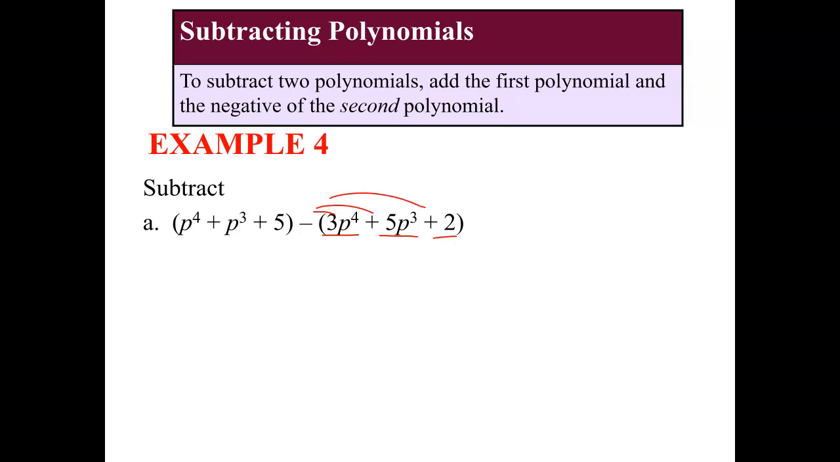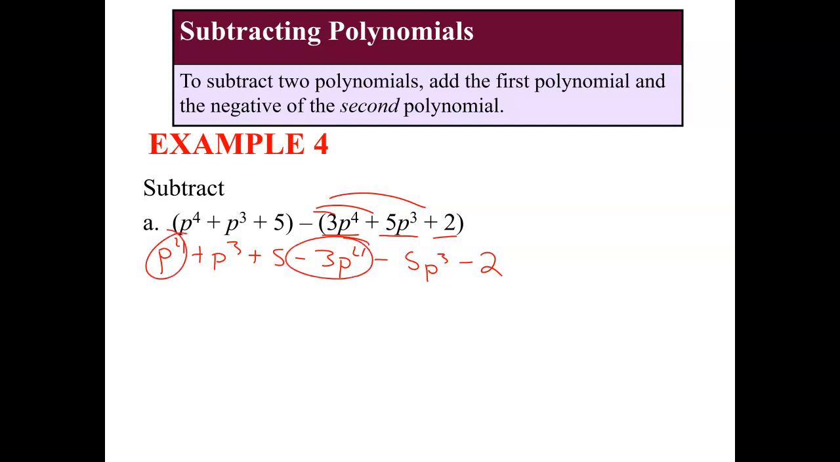So then we end up having p to the fourth plus p to the third plus 5 minus 3p to the fourth minus 5p to the third minus 2. It's going to change all of those signs on the inside, and that is a common mistake that anyone makes with these types of problems, forgetting to subtract all of the terms in the second polynomial. A lot of times I see just the first one. All of the signs will get switched in the second polynomial, and then we combine our like terms.